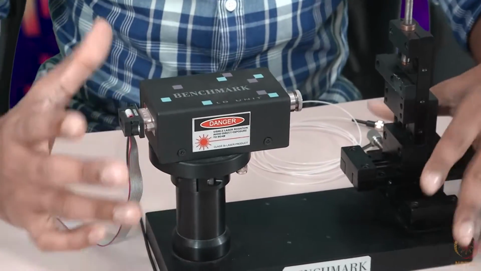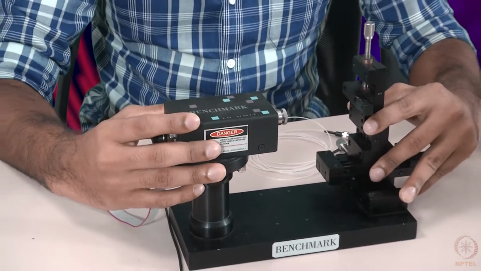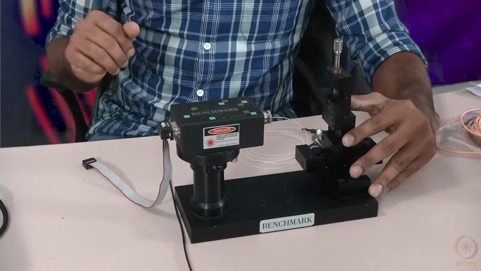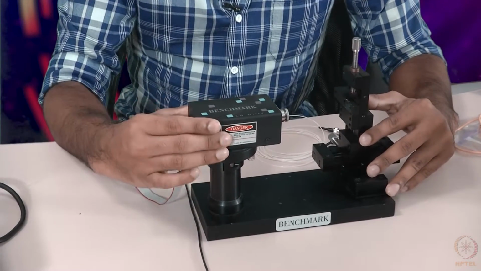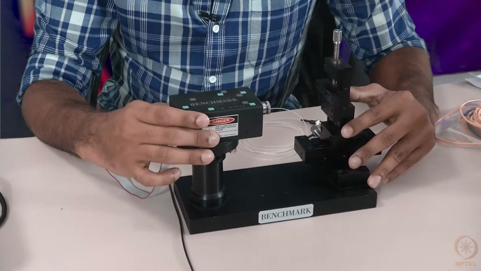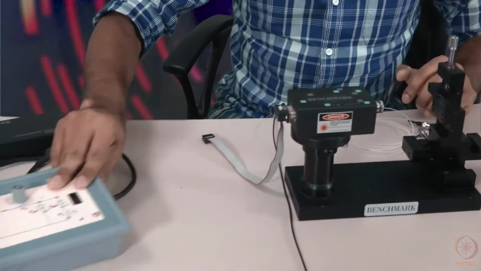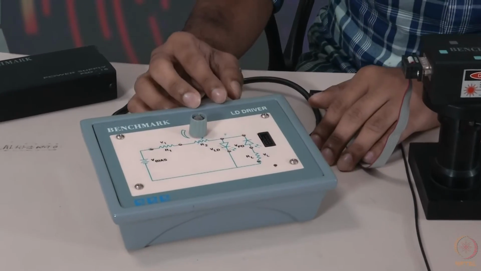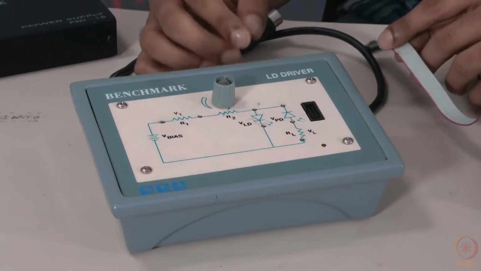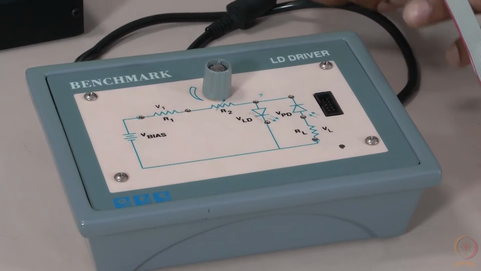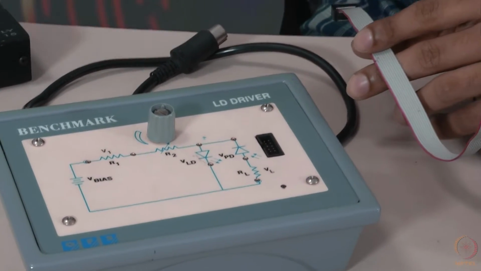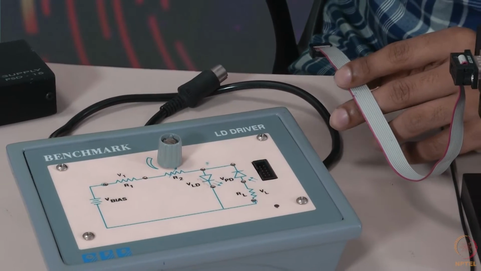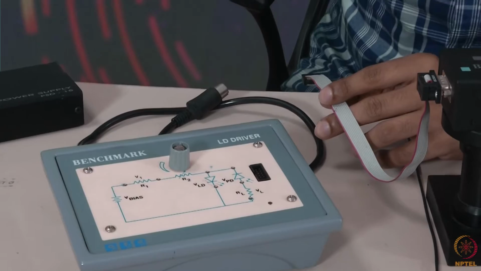This is the entire setup that is required for you to get the laser and focus it onto the optical fiber. Now for making this laser work, you need to give it a bias. That bias is being provided by this kit here, which we call the laser driver. What the laser driver does is it gives a constant current at the input of the laser, so that as you increase the current, the laser increases in intensity and you get a more intense beam.